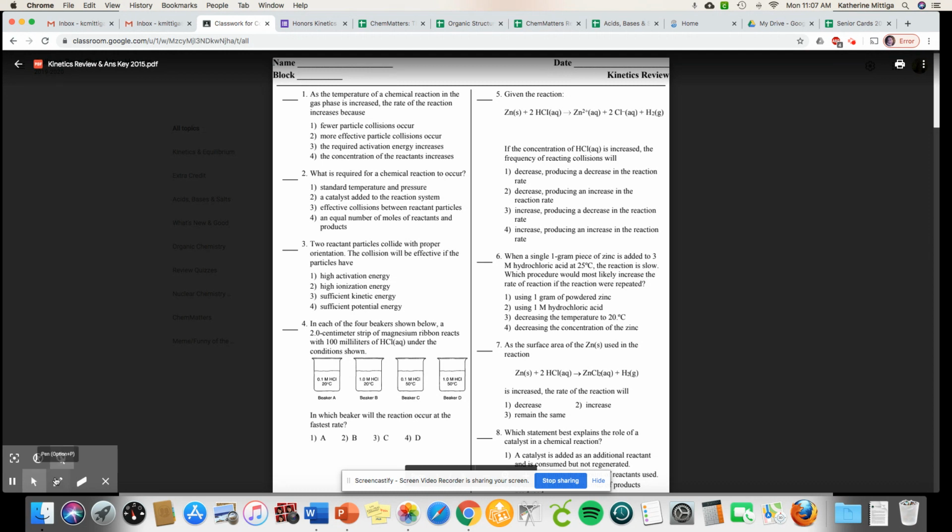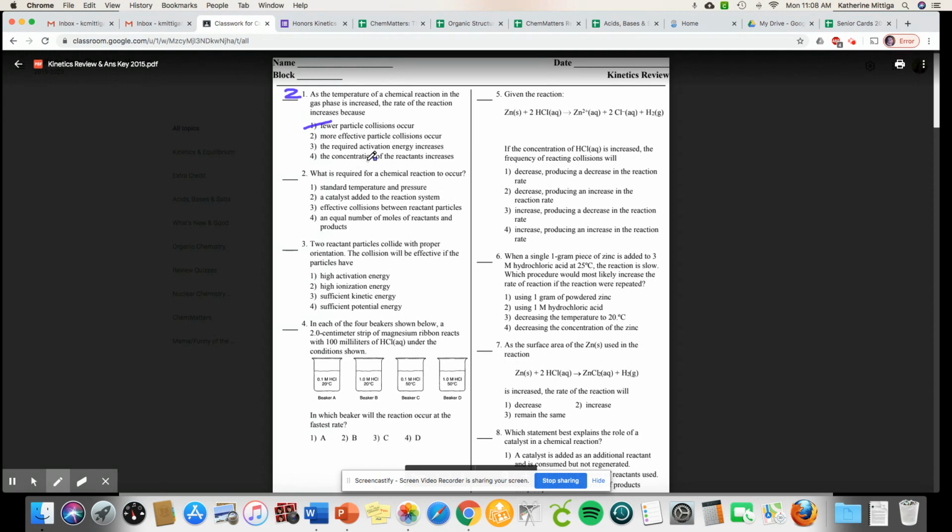Okay, as the temperature of a chemical reaction in the gas phase is increased, the rate of the reaction increases because, well, if you think about gases, you increase the temperature, gas particles are going to move around, they're going to collide with each other and the sides of the container more often. So it would not be fewer. Would it be more? I'm guessing yes. We would not necessarily have more activation energy or concentration. We're not adding more. We're just going to have better particle collisions because they're moving around.